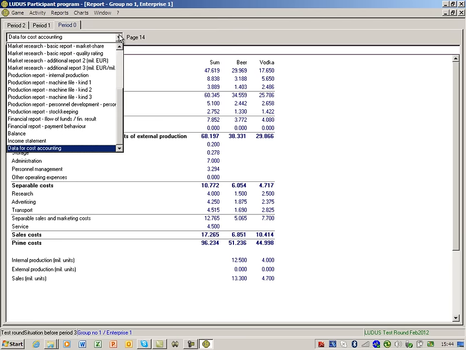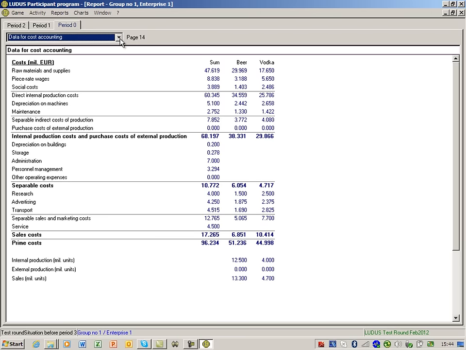So these are the main information about the reports. Now it's up to you to analyze the reports, and according to the reports you should try to figure out which are the areas of the decision-making process that can improve the situation of your company.